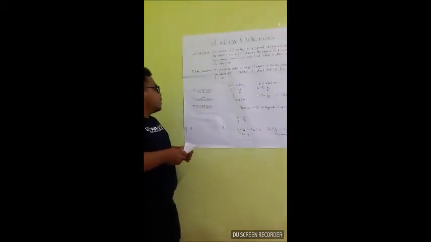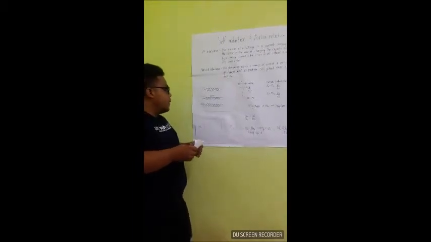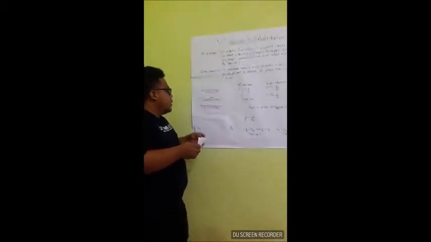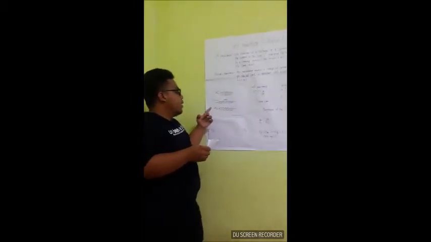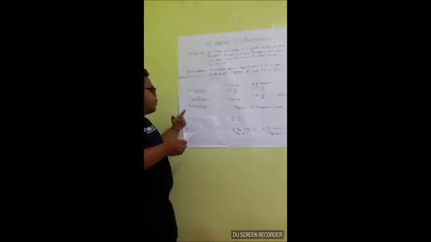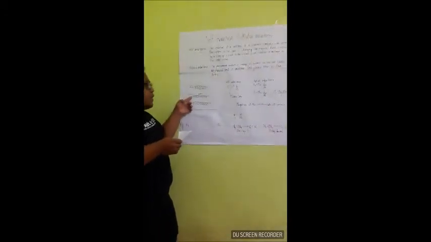For mutual inductance, when the current is passed through the first coil, it will produce an EMF that will be induced in the second coil.